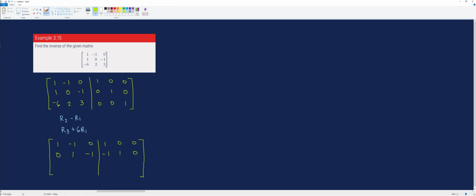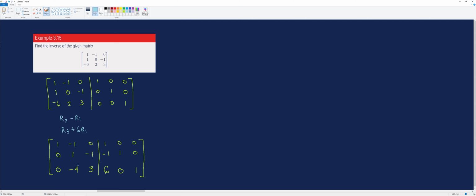For the third row, we have negative 6 plus 6 times 1. That is 0. 2 plus 6 times negative 1. So that's 2 minus 6. That's negative 4. 3 plus 6 times 0 is still 3. 0 plus 6 times 1 is 6. 0 plus 6 times 0 is 0. And 1 plus 6 times 0 is 1.